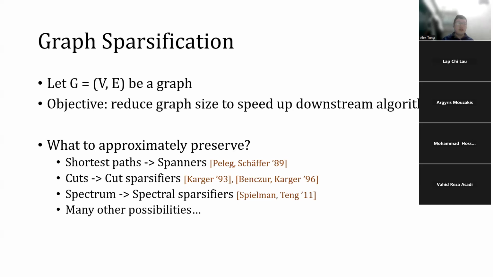graph. So if we want to preserve shortest paths, then we get the notion of spanners. If we want to preserve cuts or spectrum, then we get respectively cut and spectral sparsifiers. And there are also many other possibilities depending on what you want to preserve.